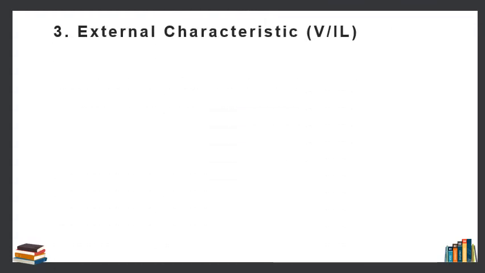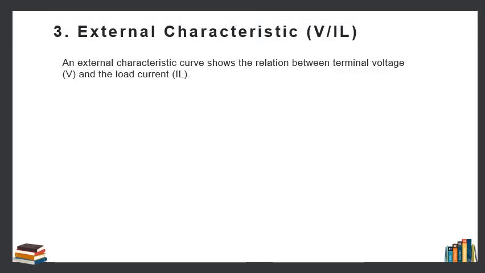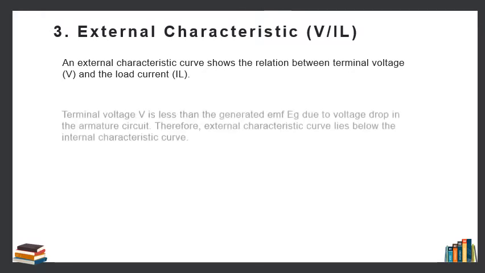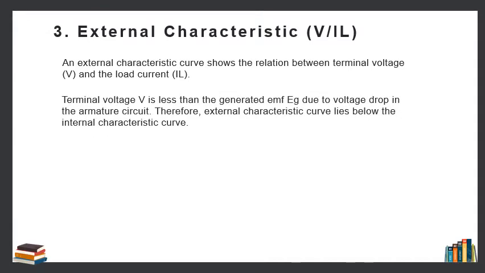Now number 3 is external characteristics. These characteristics plot between the V and IL. The external characteristics curve shows the relation between the terminal voltage V and the load current IL. Terminal voltage V is less than the generated EMF EG due to voltage drop in the armature circuit. Therefore, external characteristics curves lie below the internal characteristics curve.